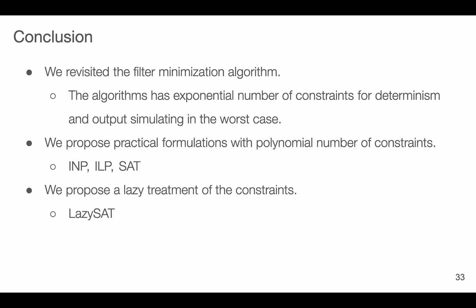As a summary, we have revisited the filter minimization problem, and we observed that the formalization of the constraints in our prior work is inefficient. We propose 3 new formulas, including integer nonlinear programming, integer linear programming, and set. All of them use only a polynomial number of variables and constraints. We further propose a lazy treatment of those constraints, which is the lazy set method, and we show that lazy set outperforms set when the constraints are not always active.